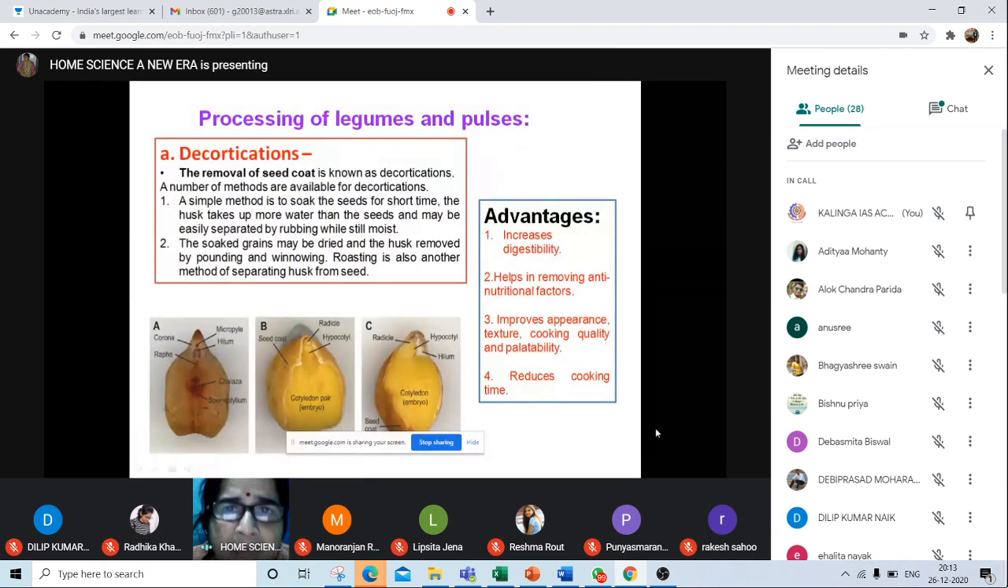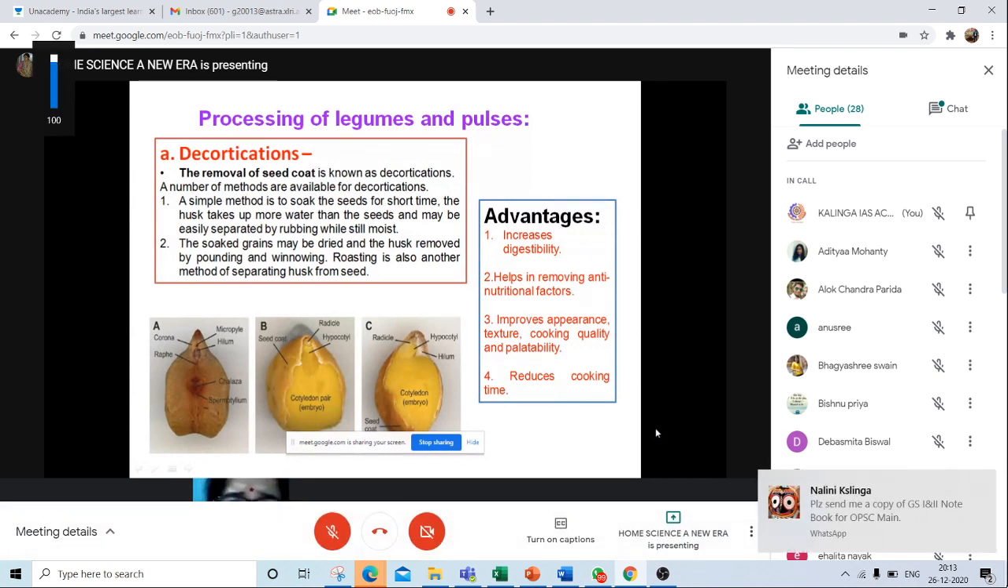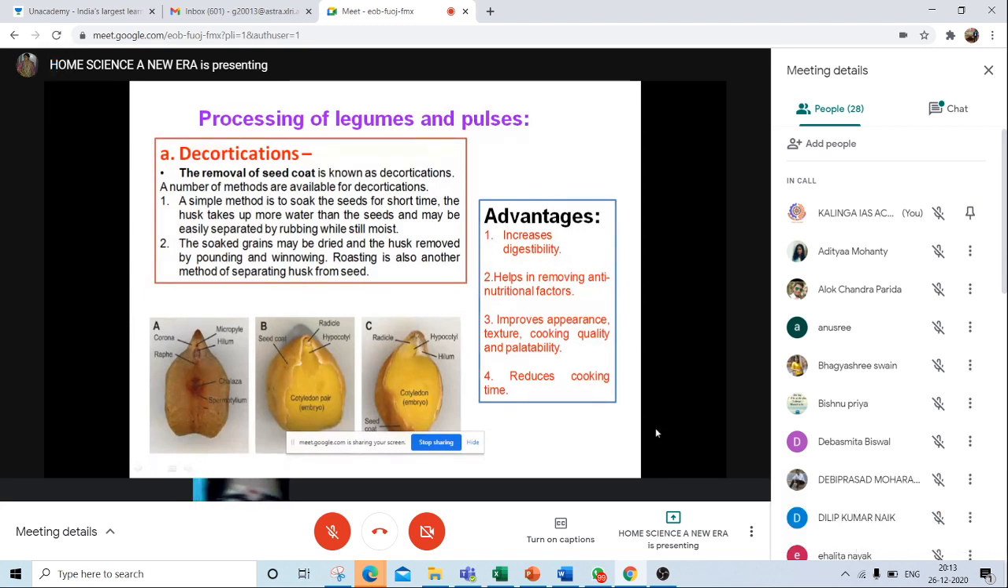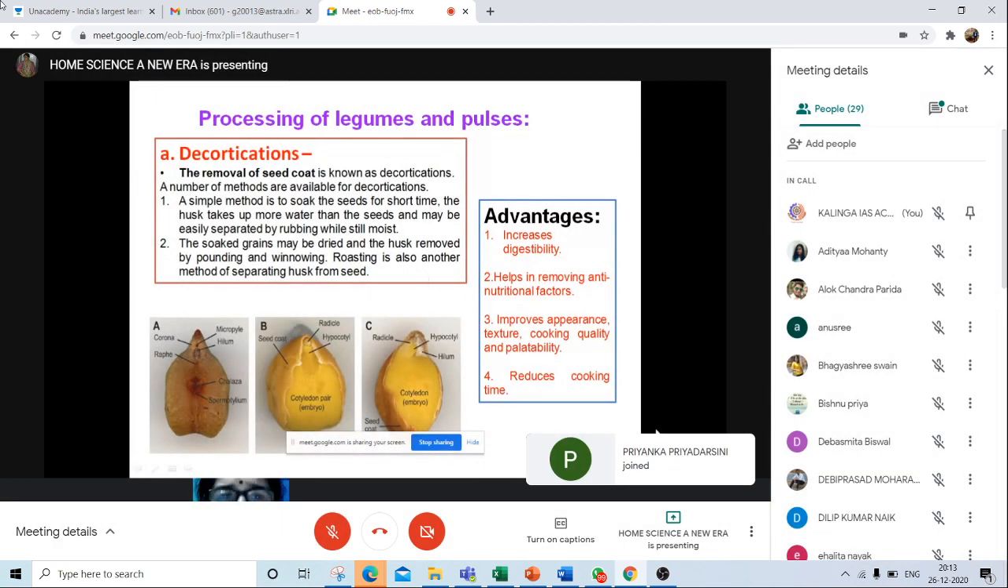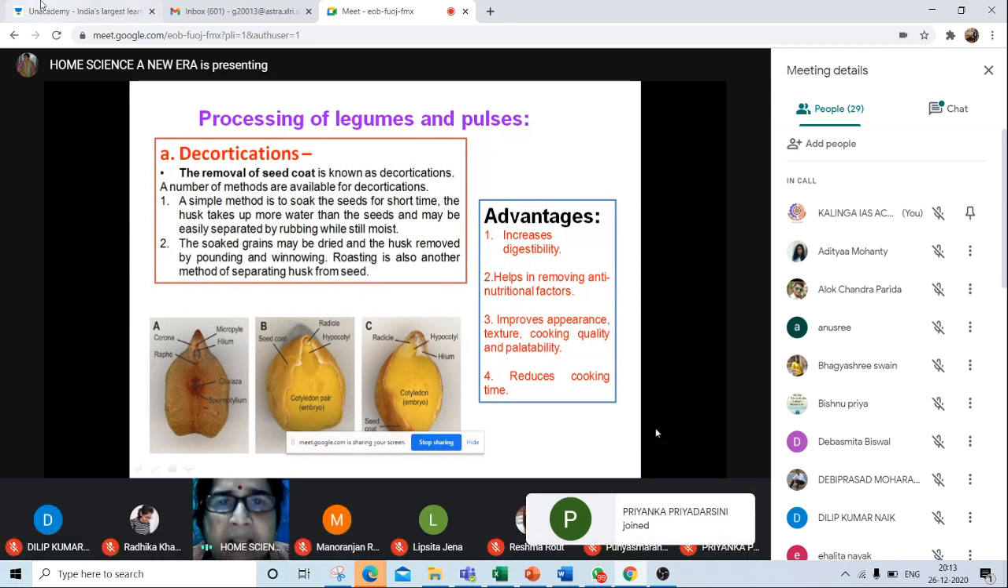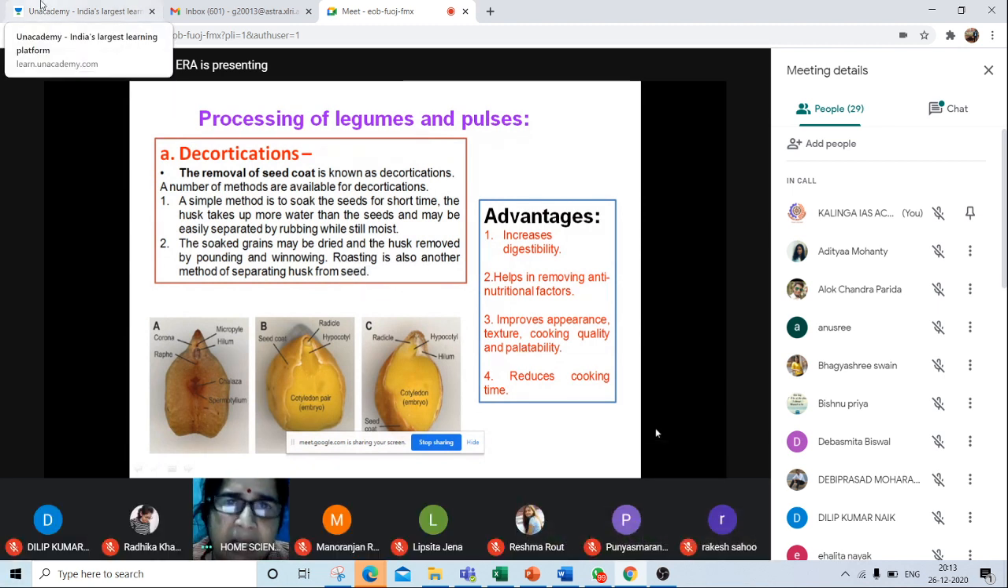Then processing of the legumes and pulses. Though it is not in your course, I asked some of my guides, who told that you have to write a few points about the processing of dried cereals and legumes or pulses. You have to go for a few lines about its processing also.